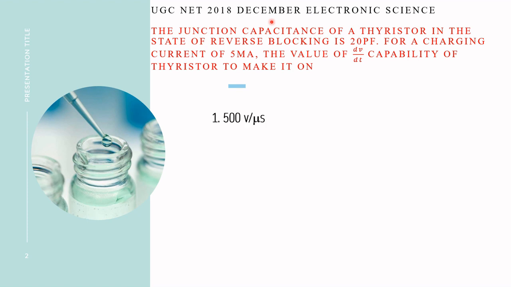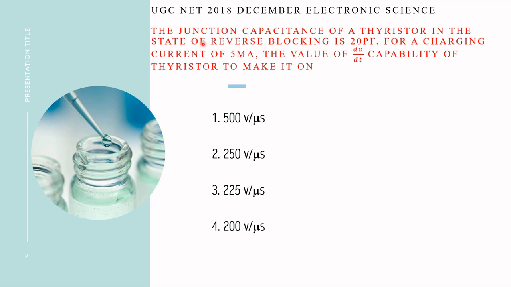So the first option is 500 volt per microsecond. Second option is 250 volt per microsecond. Third option is 225 volt per microsecond. And the fourth option is 200 volt per microsecond.